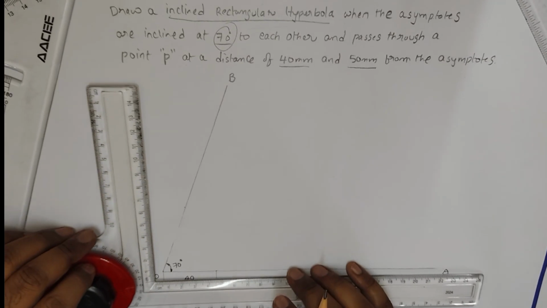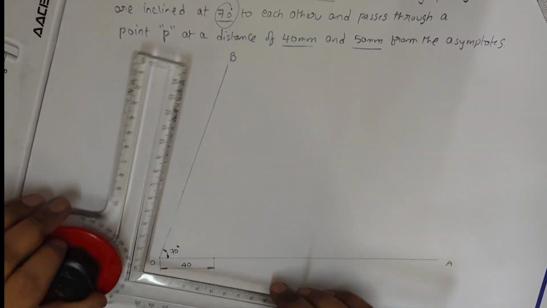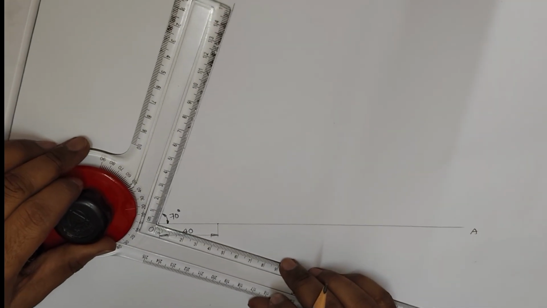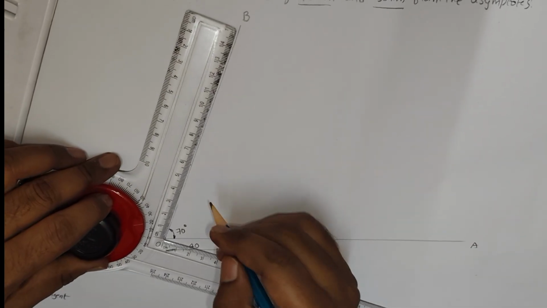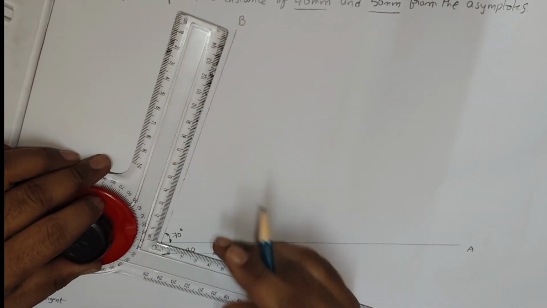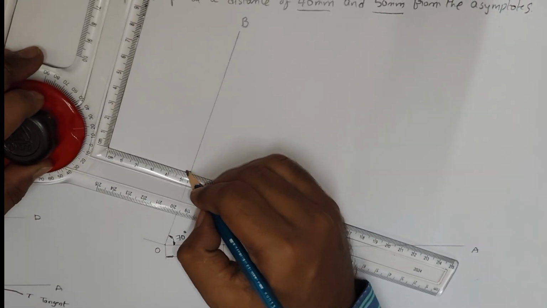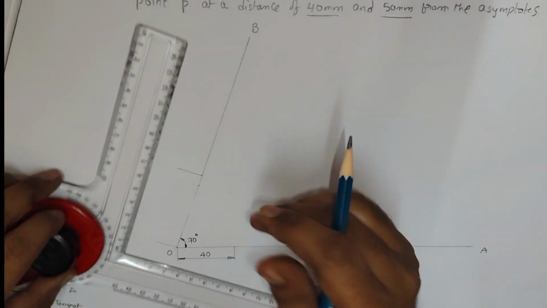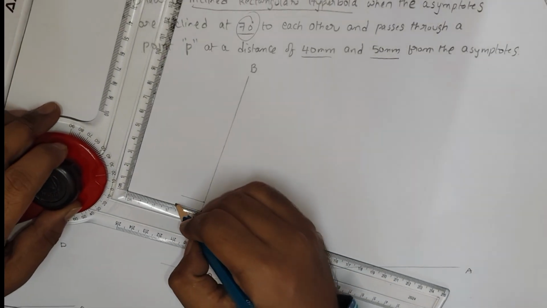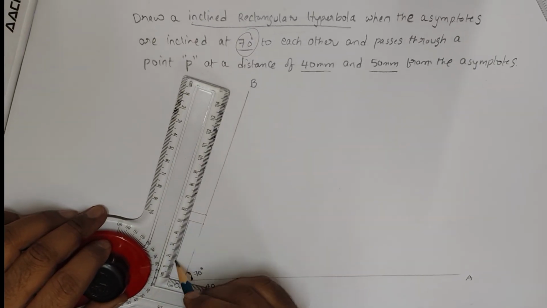Next, on the OB line, it will be a 50 mm distance. So now we will take a looser drafter and take a distance of 50 mm from this line. 50 mm from this line. Okay, so mention the dimensioning 50 mm. This is the 50 mm distance.